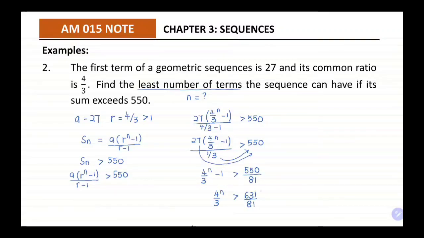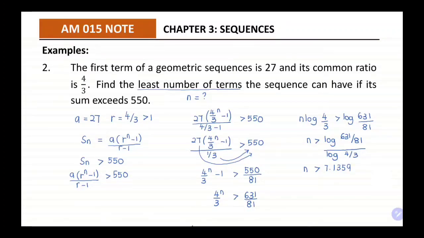Since we can change the base, we use log to solve this problem. We use log, so n log 4 over 3 is greater than log 631 over 81. Then we get n greater than log 631 over 81 divided by log 4 over 3. Then we calculate using the calculator, and we get n greater than 7.1359. So we conclude n equals 8.